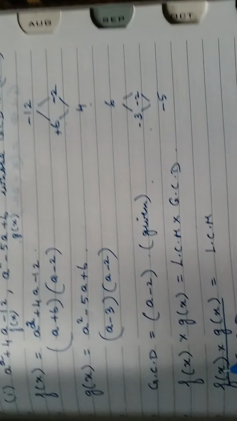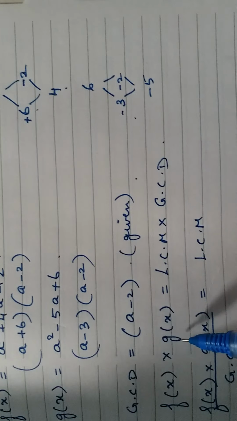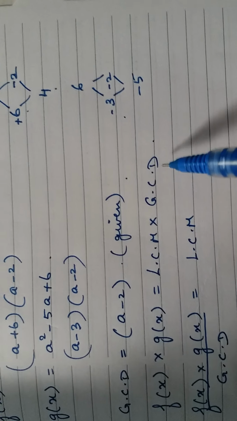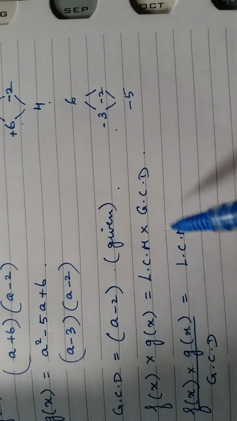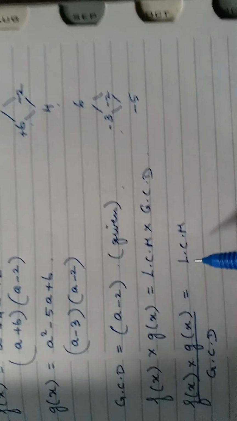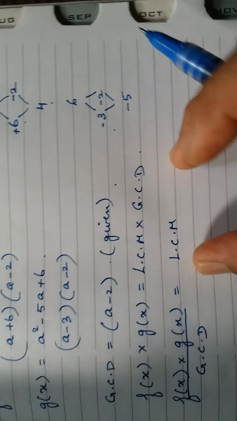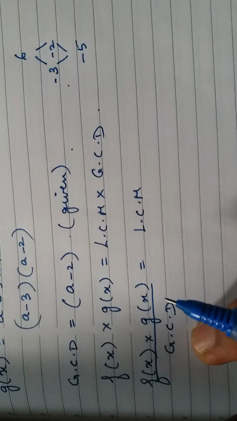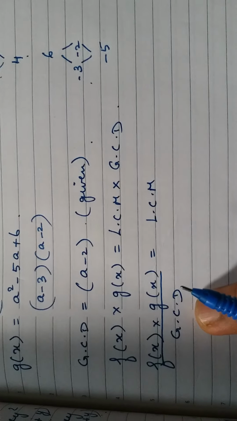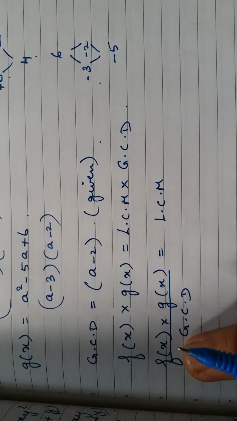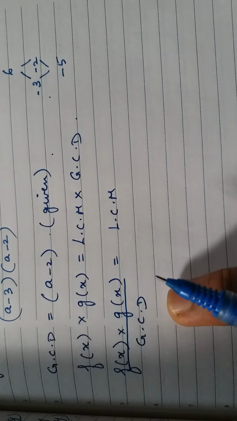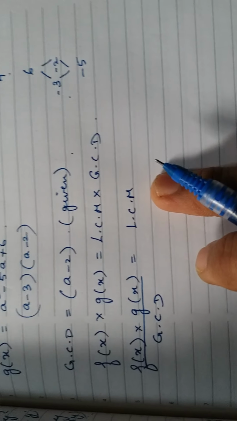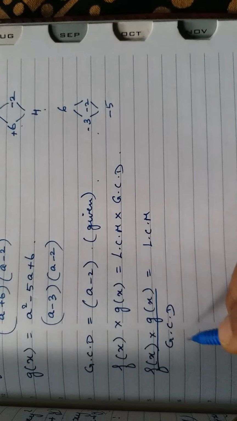Now you already know the formula, f of x into g of x is equal to LCM into GCD. Here you are given your GCD value, and you are supposed to find the LCM. So if the GCD is taken to the other side, it goes to the denominator and becomes division. So f of x into g of x divided by GCD is equal to your LCM. So you write the values you have found.